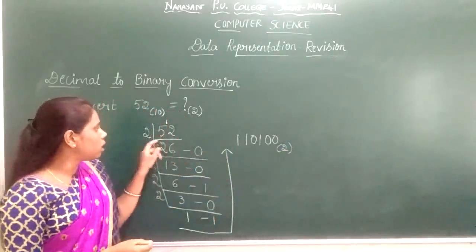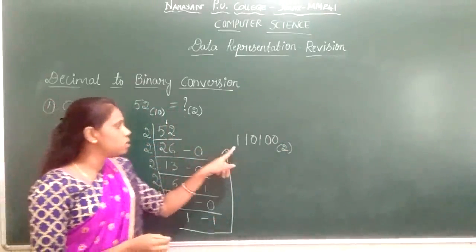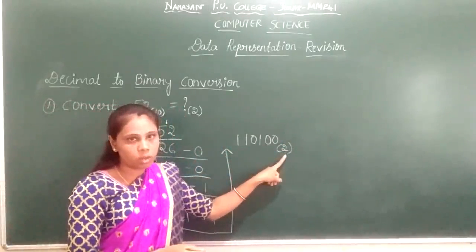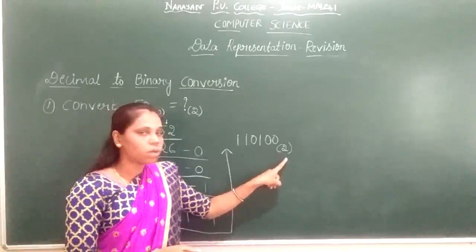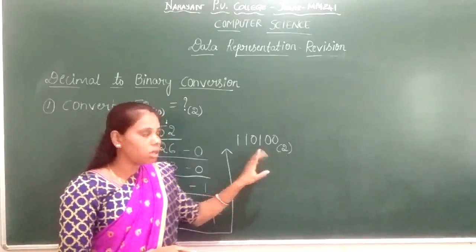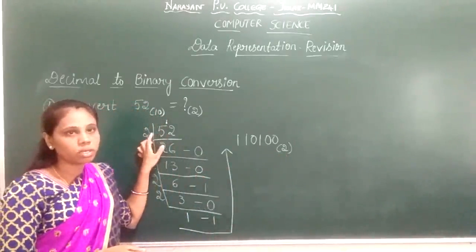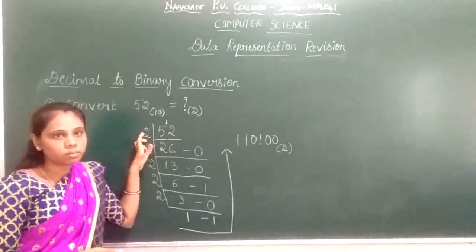Now what is the binary equivalent value for 52? That is 110100. So you should represent the base value. The base value for binary is 2. Now this is the binary equivalent value for decimal value 52. Next we will see one more problem.